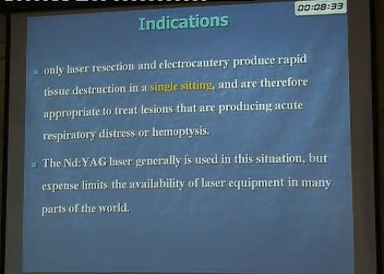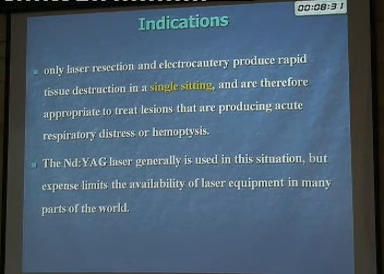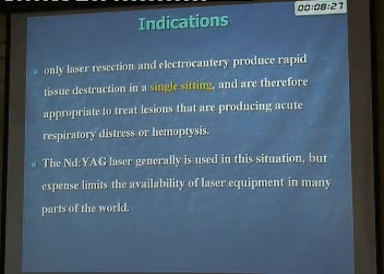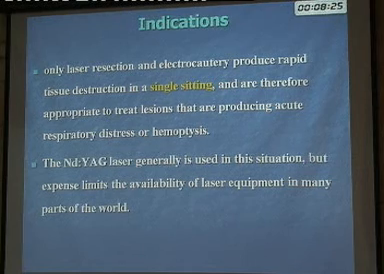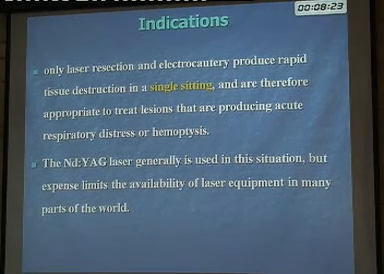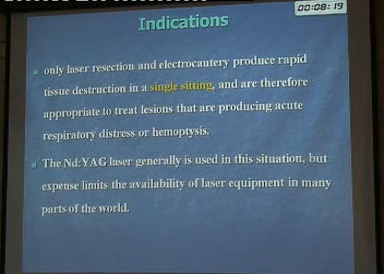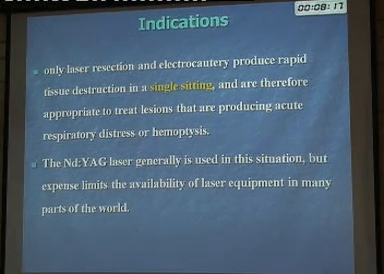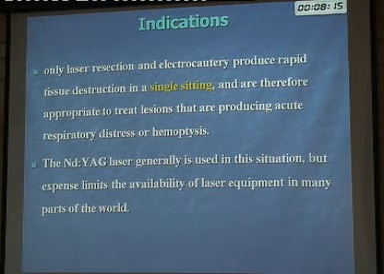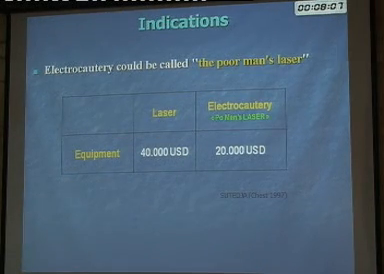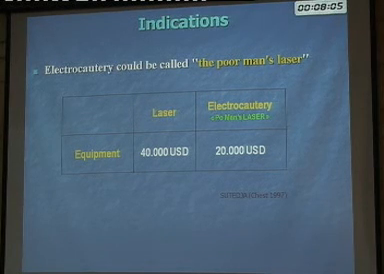Only laser resection and electrocautery produce rapid tissue destruction in a single setting, and can therefore be appropriate to treat lesions that are producing acute respiratory distress or hemoptysis. The Nd:YAG laser generally is used in this situation, but expense limits the availability of laser equipment in many parts of the world. The electrocautery is called the poor man's laser.